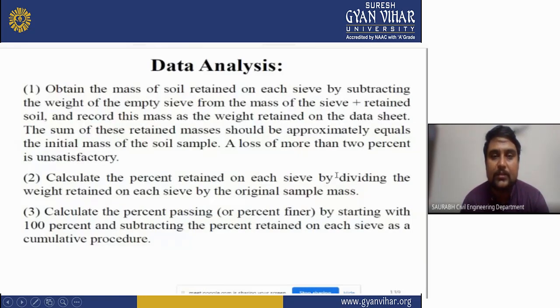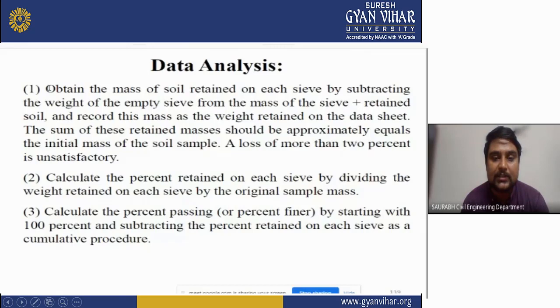And how you will do the data analysis of the sieves, you have to also know. Obtain the mass of soil retained on each sieve by subtracting the weight of the empty sieve from the mass of the sieve plus retained soil, and record this mass as the weight retained on the data sheet. The sum of these retained masses should be approximately equal to the initial mass of the soil sample. A loss of more than 2% is unsatisfactory.